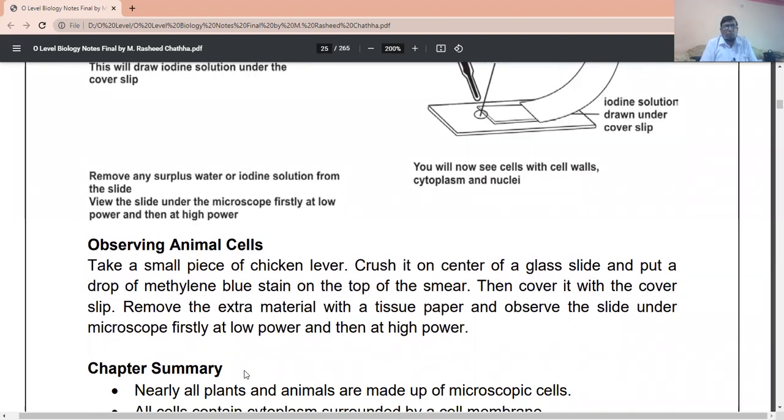And if you want to observe the animal cell, you may take a piece of chicken liver, crush it on the center of a glass slide and put a drop of methylene blue stain or maybe iodine solution on top of the smear. Then cover it with a cover slip. Remove the extra material with tissue paper and observe the slide under the microscope, firstly at low power and then at high power. Then certain rounded structures can be observed under the microscope. So this is the practical work.